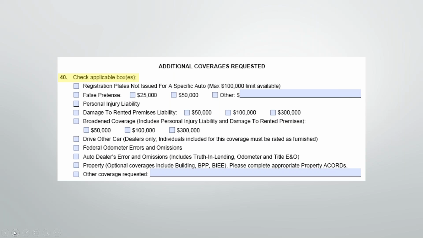Another big one that a lot of dealerships would like to add on is the auto dealer's E&O. It covers them for truth in lending, title, and the federal odometer E&O coverage. If property coverage is wanted on a garage policy, we can definitely do that. We'd have seen it in Accord 140. It's not included on this garage app, so we do need that Accord 140 included with the submission. If there's any questions on this page, please use your chat box and let me know.